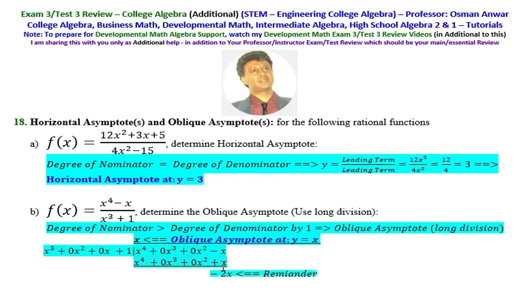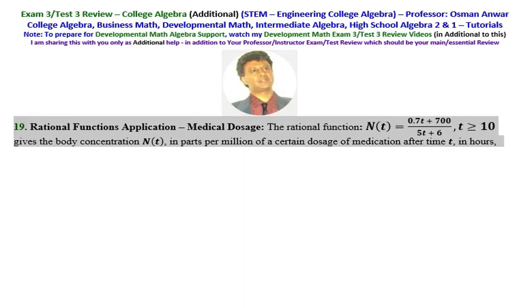So these are all zeros. Minus x minus x is minus 2x. This is the remainder. That means the oblique asymptote is y equals x.